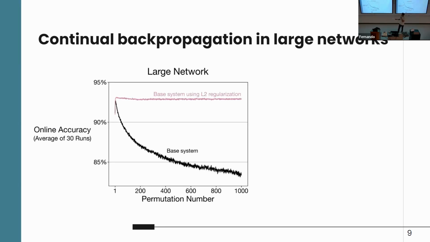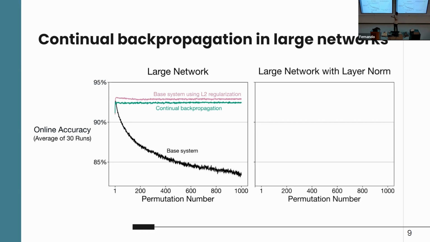And just as another baseline, I have the base system, but trained using L2 regularization. It turns out that in this particular problem, using L2 regularization is a really good baseline. So beating that is kind of difficult. And now here's the performance of continual backprop. So again, this is as expected because it's a large network. I didn't expect continual backprop to lose plasticity, and it is very stable in its performance. So it seems that it's maintaining plasticity throughout the whole experiment.